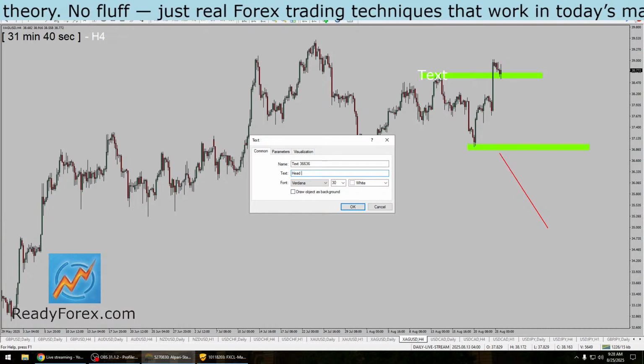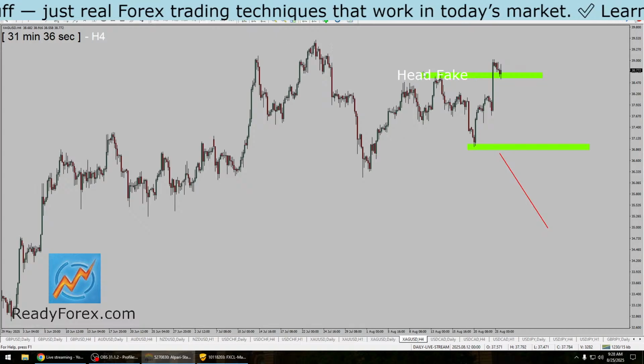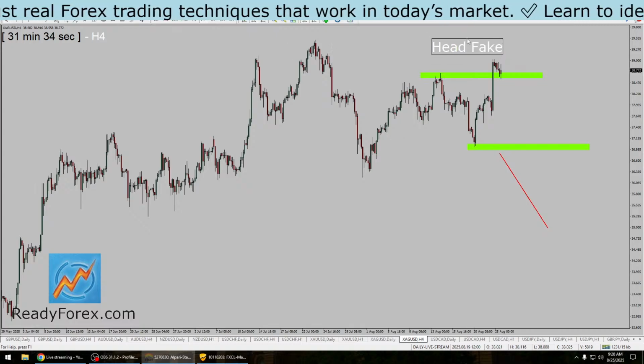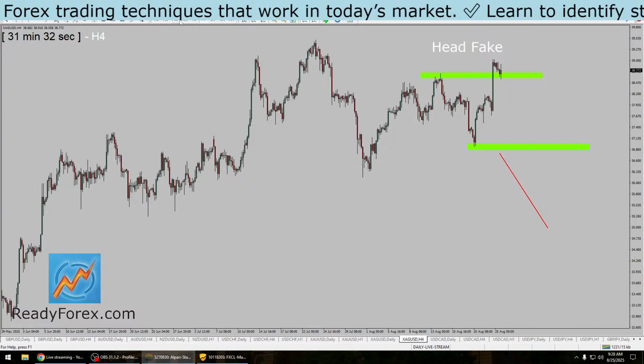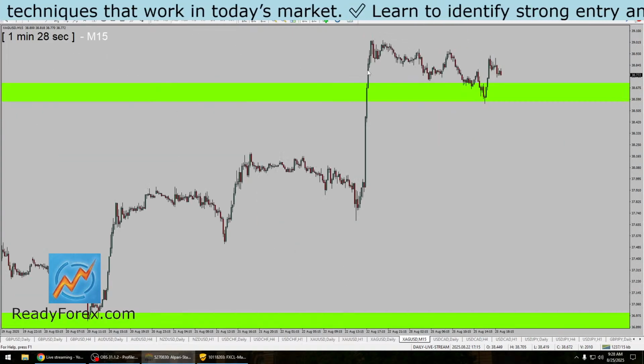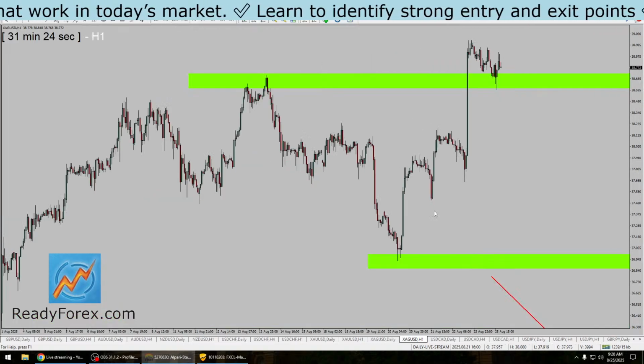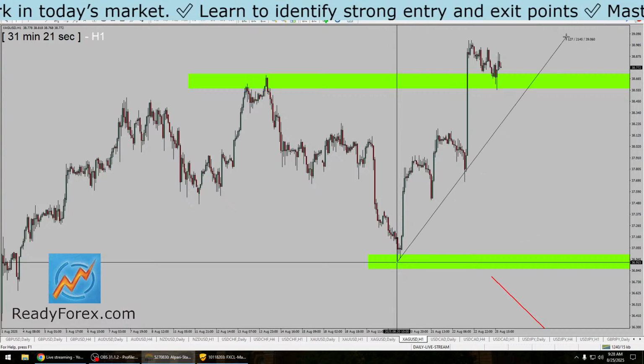Just simple words, head fake. So we could get a head fake pattern right over here, and you know use the smaller time frames. Right now I don't have a setup in 15 minutes time frame, or not even in 1 hour, but we can draw some trend lines over here.